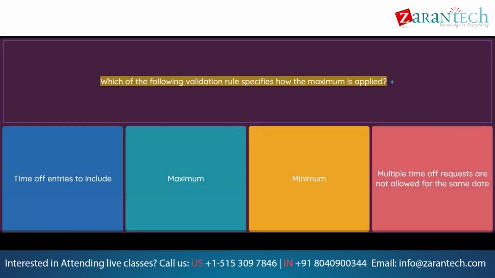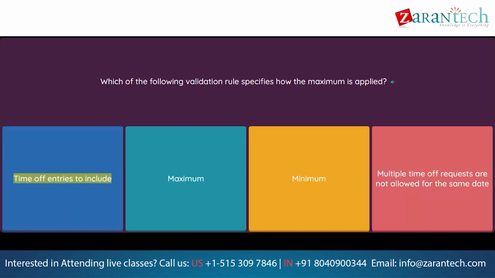Question: which of the following validation rule specifies how the maximum is applied? Option 1 time off entries to include. Option 2 maximum. Option 3 minimum. Option 4 multiple time off requests are not allowed for the same date.